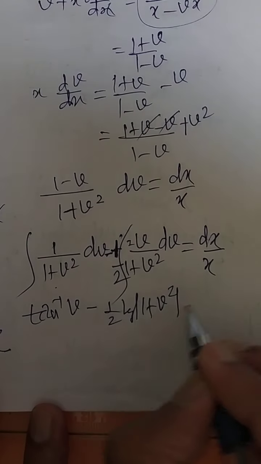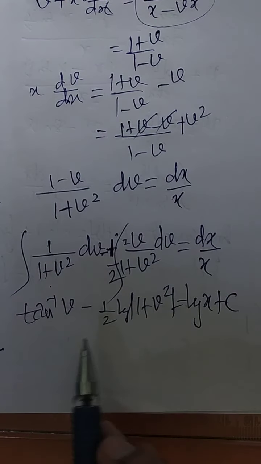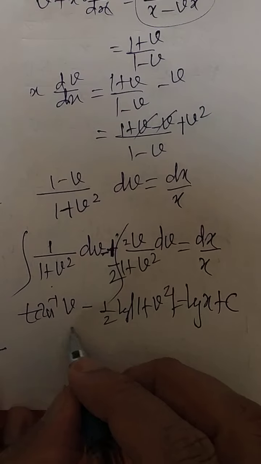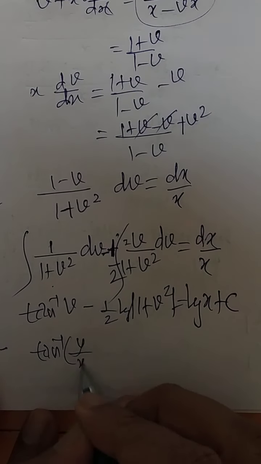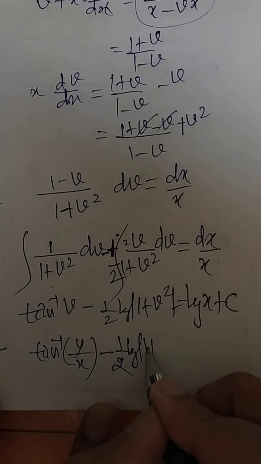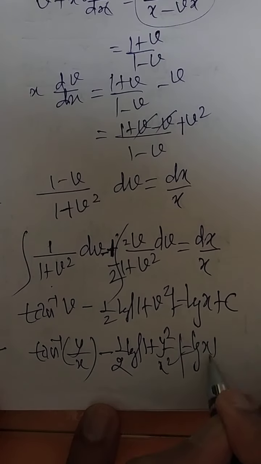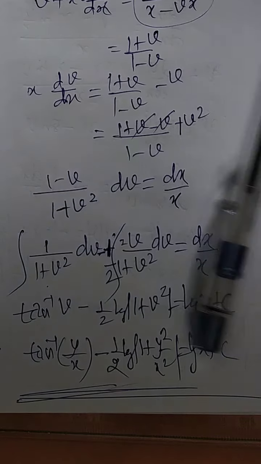v square, it will be log of x plus, now do not write. So here, in all the places where log is not there, tan inverse v, and now replace v is equal to y by x. So the final solution is tan inverse of y by x minus 1 by 2 log of 1 plus y square by x square equals log of x plus the constant of integration. So this is a way of answering the homogeneous differential equation.